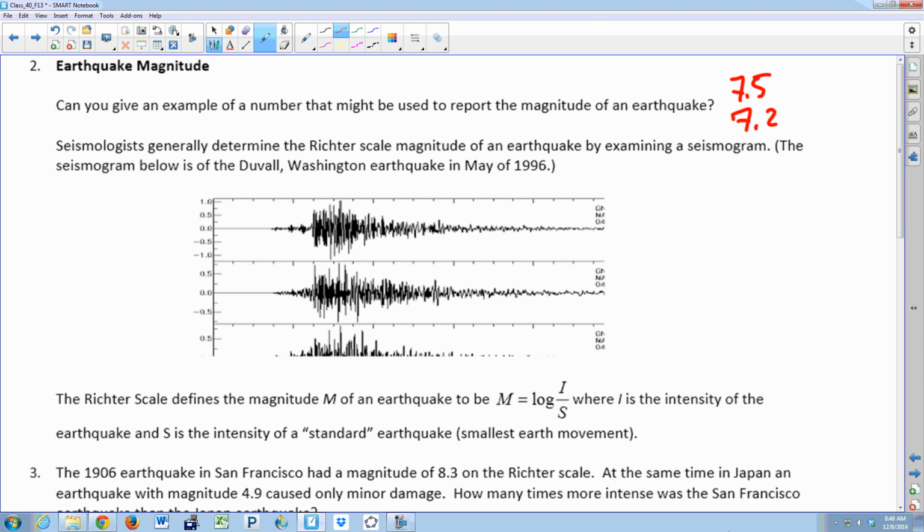Has anybody ever been in an earthquake? Really? Whereabouts? I used to live in California. Oh, you used to live in California. So what was the worst? I slept through it. You slept through it? Yeah, but I think it was a 5. Some stuff off the wall. Okay. Jennifer, what about you?